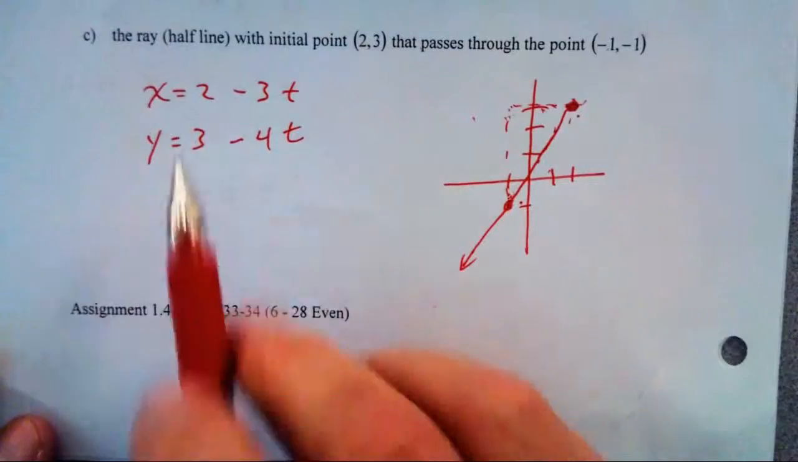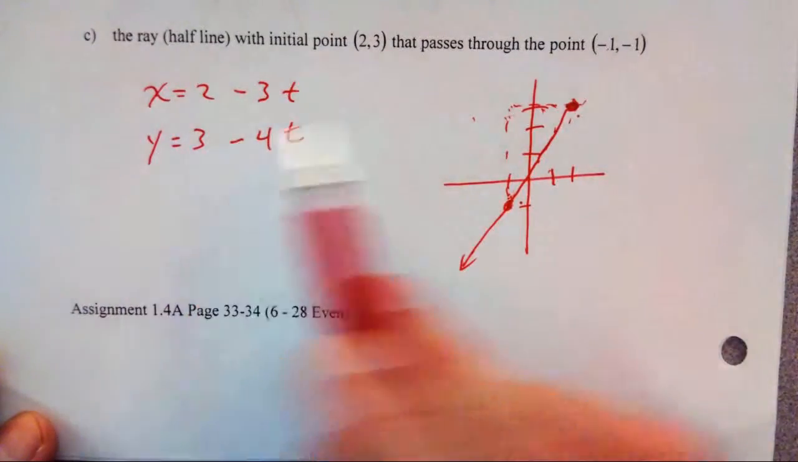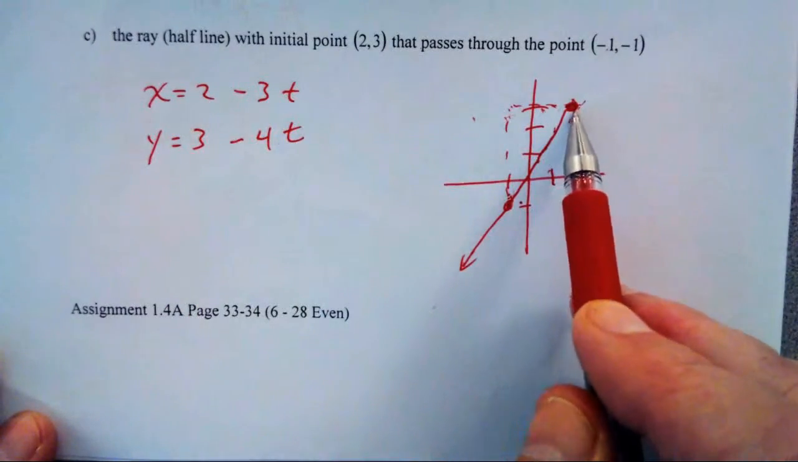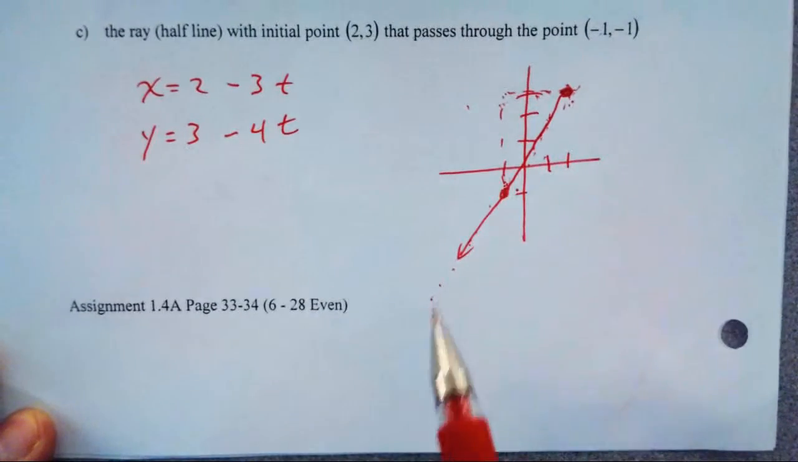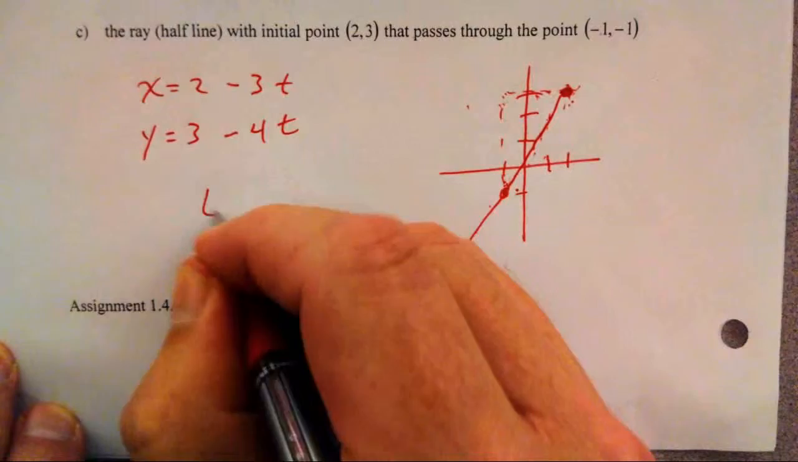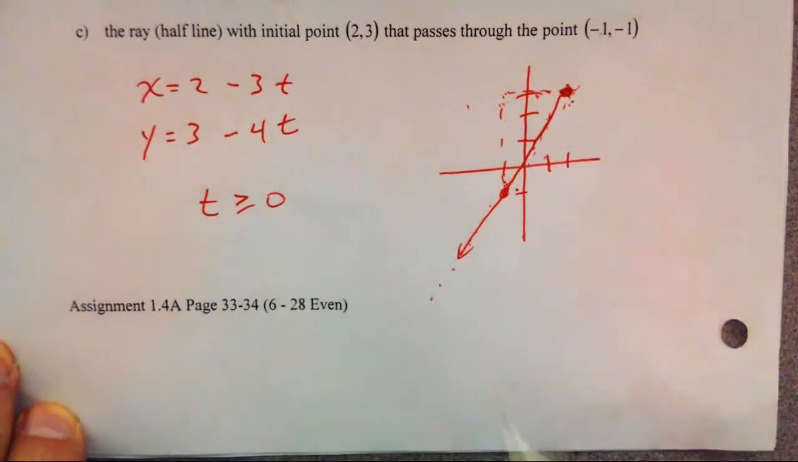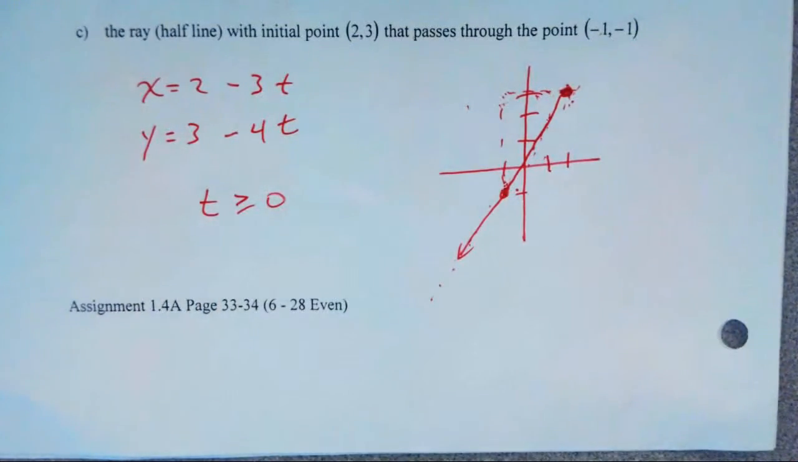Okay, notice, when t is 0, I get this point. As t gets bigger, I get to here. But I want to get bigger and bigger and bigger. It's a ray. So t is bigger than or equal to 0. Questions there? I'd like to answer them if you got them.